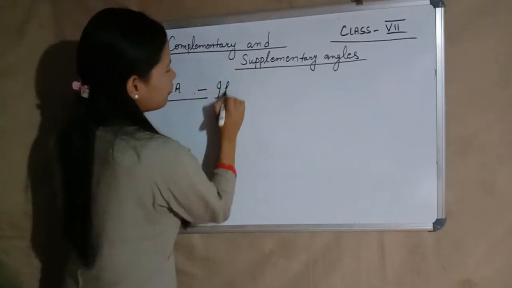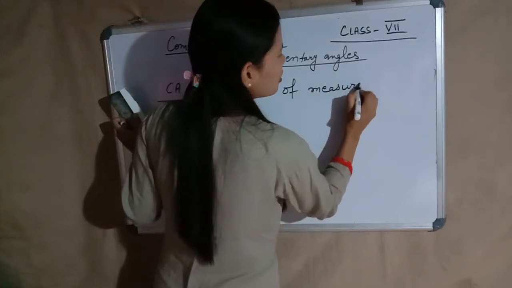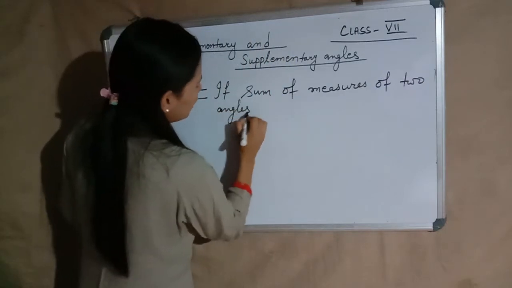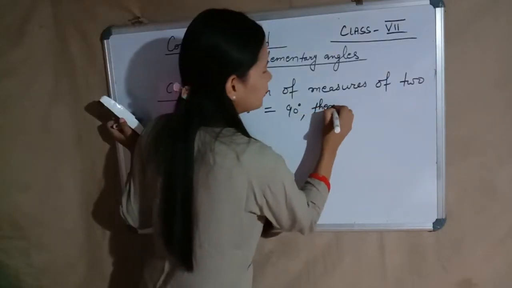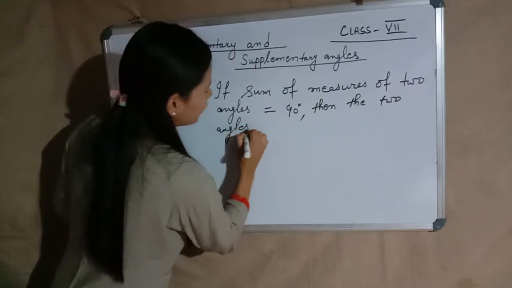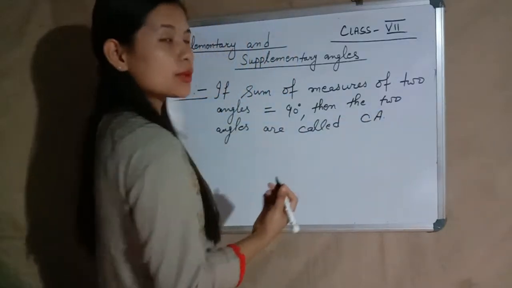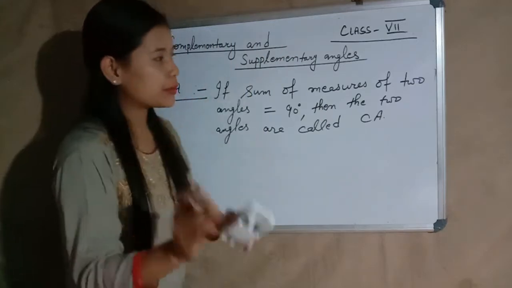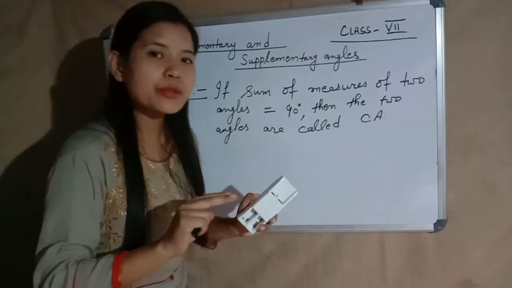So if the sum of the measures of two angles is equal to 90 degrees, then the two angles are called complementary angles. If two angles' sum is equal to 90 degrees, then both angles are named complementary angles.